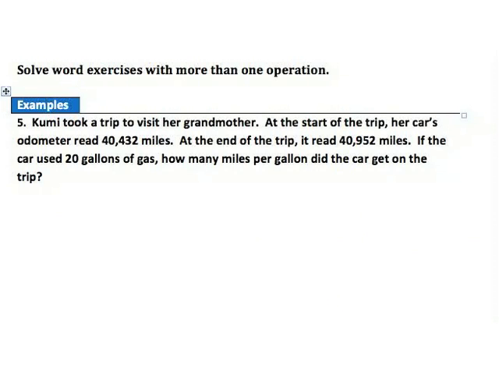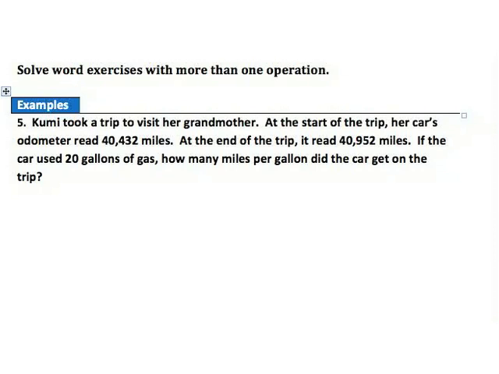Solve word exercises with more than one operation. Example 5. Kumi took a trip to visit her grandmother. At the start of the trip, her car's odometer read 40,432 miles. At the end of the trip, it read 40,952 miles. If the car used 20 gallons of gas, how many miles per gallon did the car get on the trip?